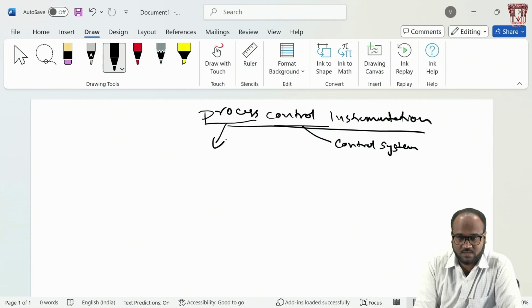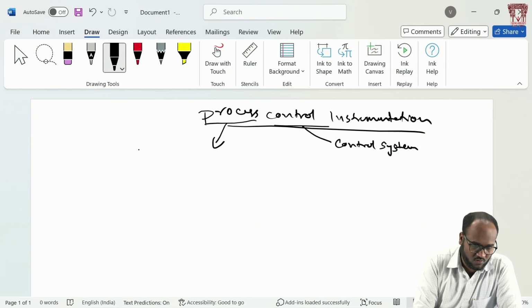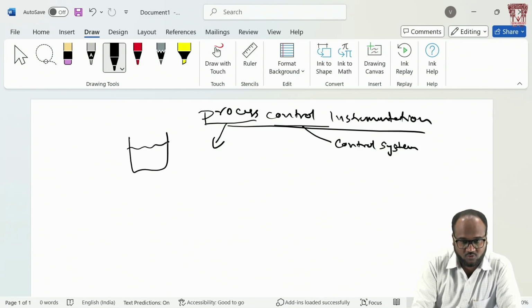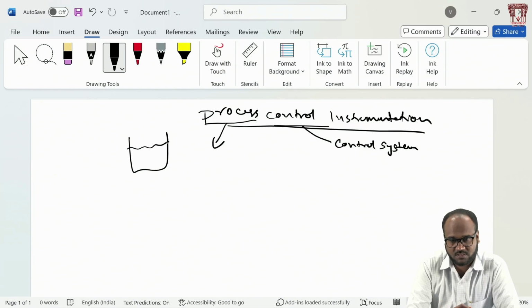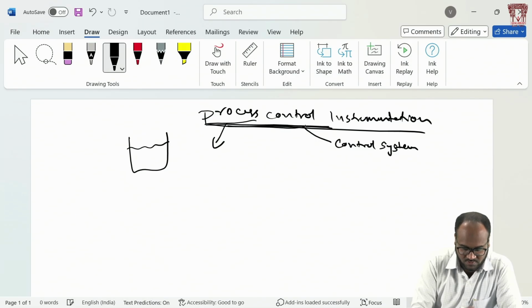A process can be a simple process like controlling a room temperature, which our air condition does. It could be a control of a level of water in a tank or some chemical in a tank, or it could be a complex industrial process like manufacturing of cough syrup in the pharma industry, or control of a turbine in a power plant. It could be anything, a distillation column. In this subject, we deal with the control system which is controlling the process.